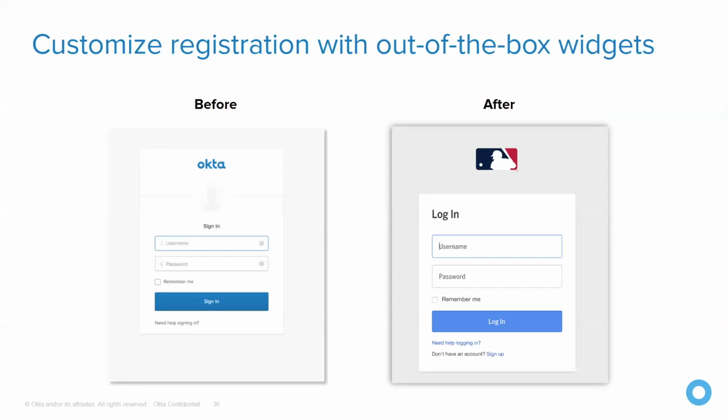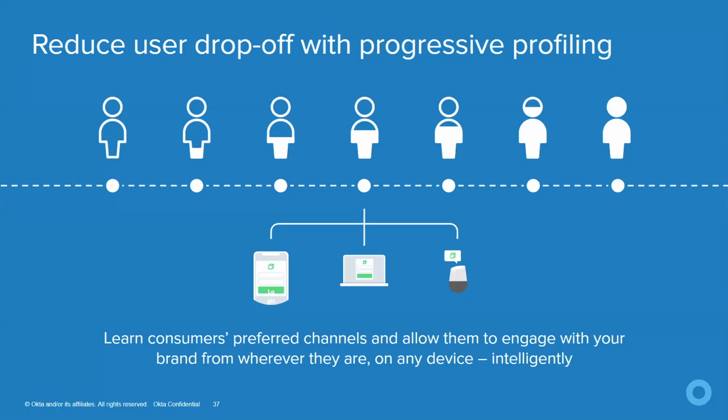We also offer out-of-the-box solutions, so like the widget where you can customize a registration. So here's a simple example. If we were to do it for MLB, you see the generic version on the left, and you can brand it very quickly on the right side with your logo, for instance. And this helps you take your application to market very quickly and provide a frictionless experience.